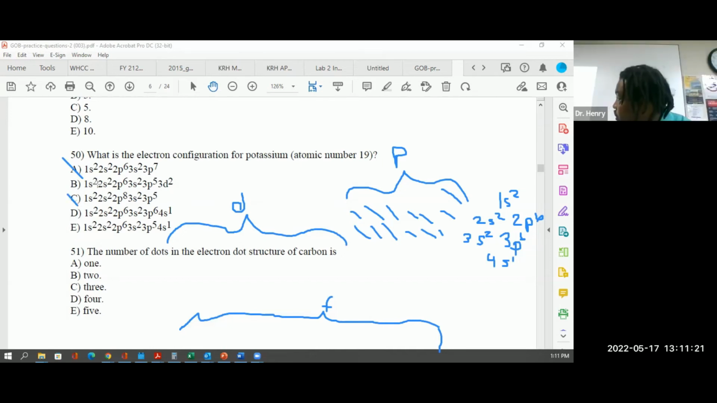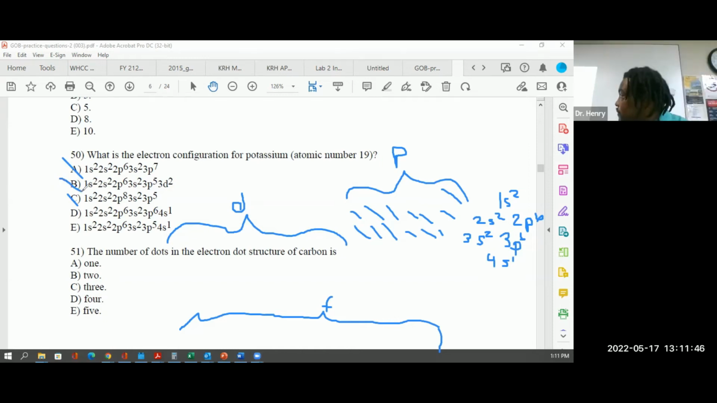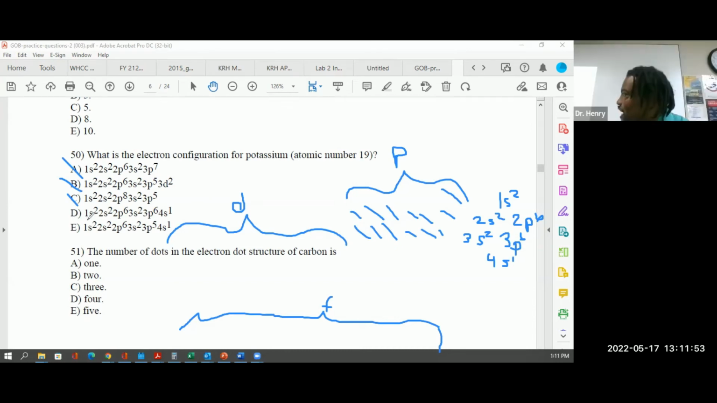Okay, so that's 1s2, 2s2, 2p6, 2s2, 3p5, right? Here, we know that 3p has to fill up first, right? So that one can't be right. Yeah, that doesn't make sense. So that one's wrong as well, right? Because we should have 3p6. The next one is interesting because it adds up to 19 too. Yeah, it kind of got you.